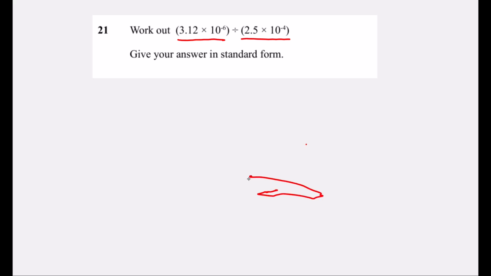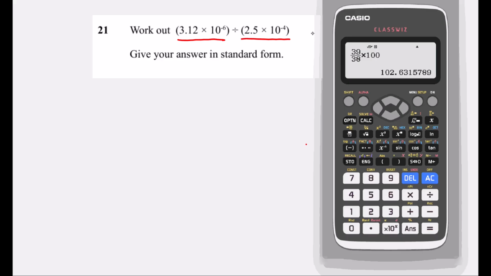So you can type it in exactly how it looks here, using the brackets and everything. I would write bracket 3.12 times 10 to the power of negative 6, and then click along, close bracket, divided by 2.5 times 10 to the power of negative 4, click along, close the bracket, equals, and get 0.01248.